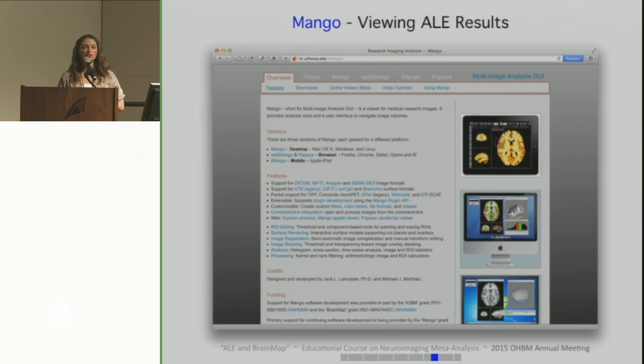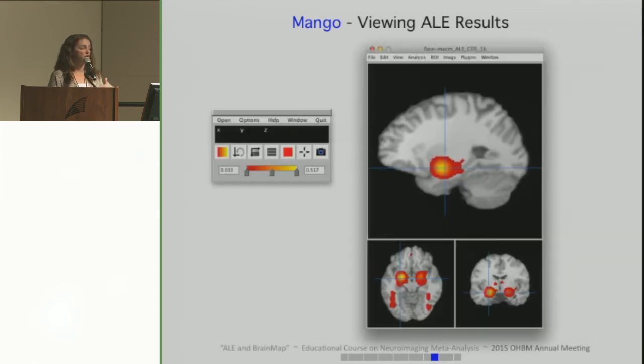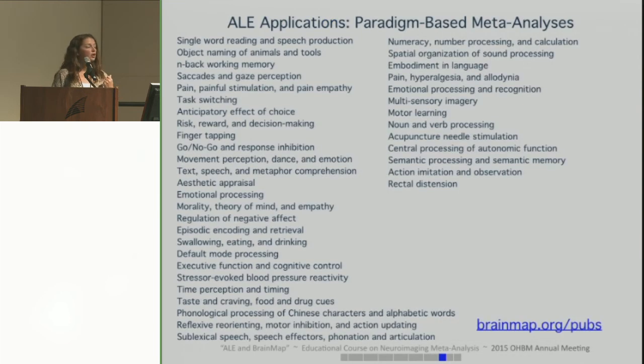Once you have those files, you need to view them somehow. You can use your favorite image viewer. BrainMap also supports the development of the Mango application, developed by Jack Lancaster, and it provides a nice and easy interface for you to just open up your images, open up the standard template in either MNI or Talairach space, overlay the ALE results, and boom, go.